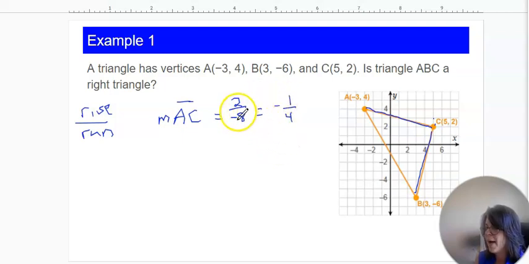Notice when you have a negative, it's either at the top or the bottom or somewhere in the middle here, but don't put it both places or that changes it, because a negative over a negative is positive.